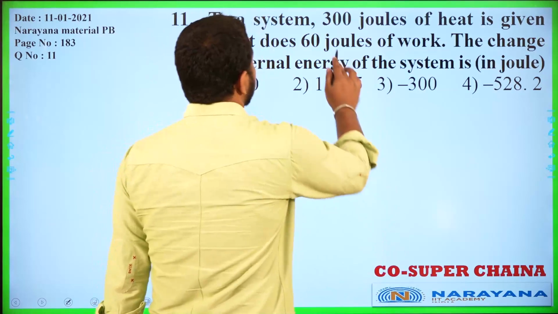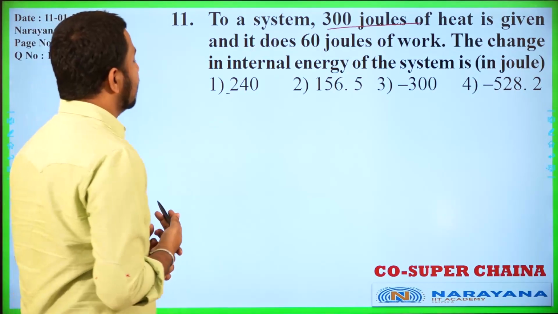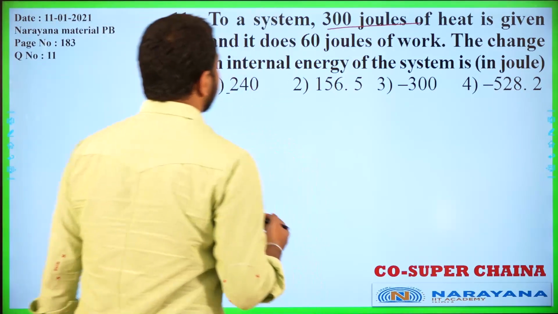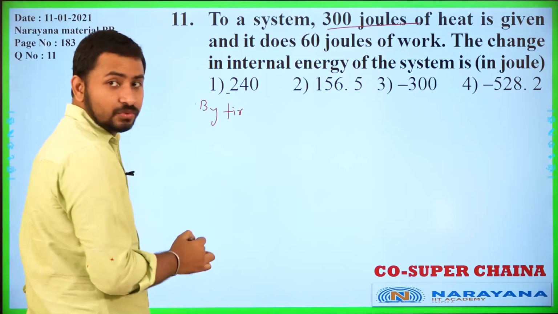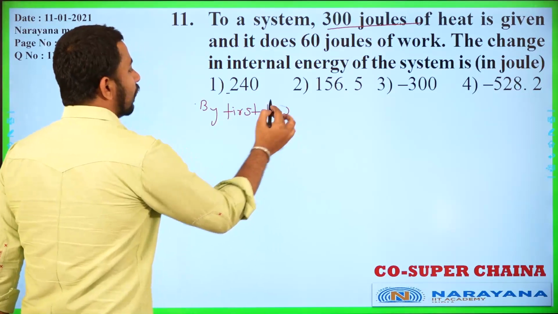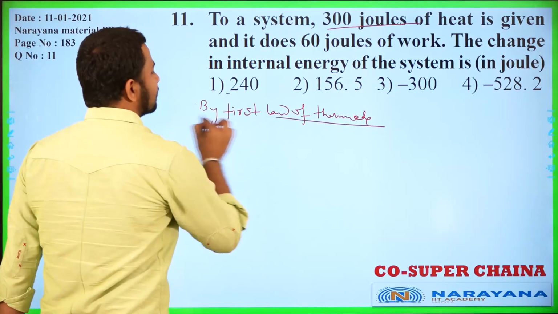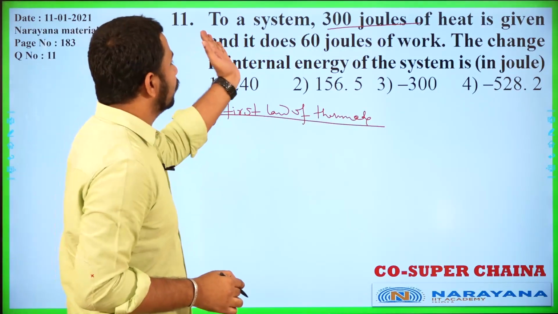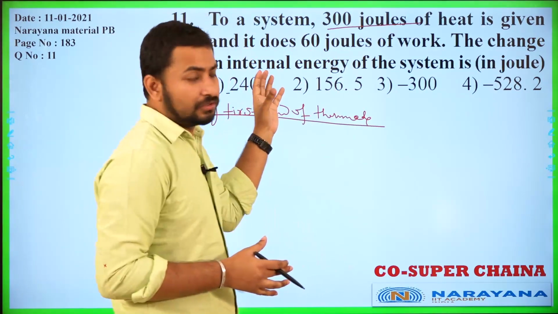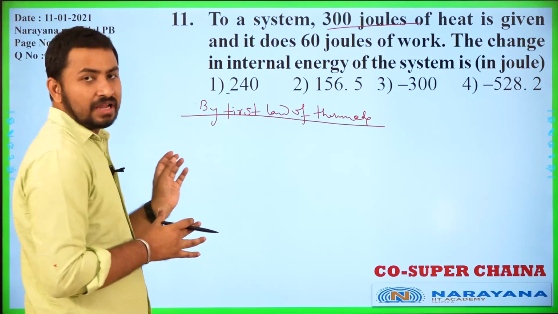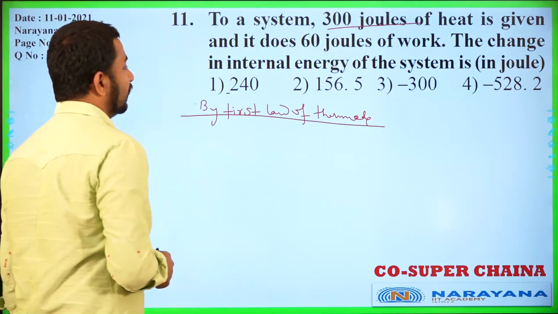Now the next question: to a system 300 joules of heat is given and it does 60 joule of work. The change in the internal energy of the system you have to calculate. So simple, we can use the first law of thermodynamics. Why is it applicable here? To a system heat is given and it does 60 joule of work. Nothing is said that this system is non-isolated, so we can take it as an isolated system and proceed accordingly.